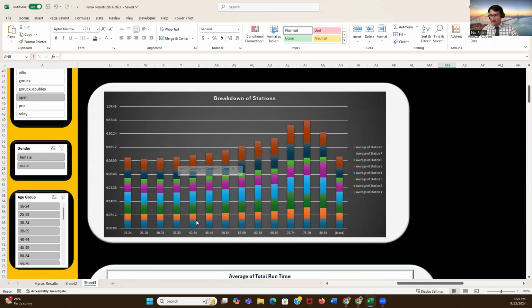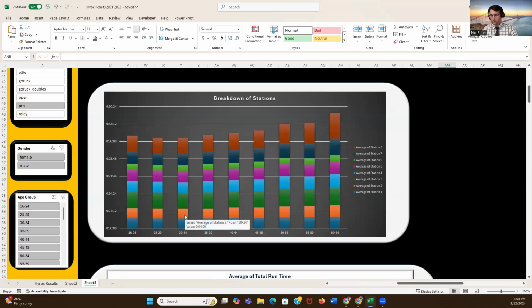We can see here that people take their time on average in open on the ski erg. No one's really rushing out there to kill themselves. If we look at pro, once again, no one's really killing themselves here. It's a steady, controlled pace. Over here, station two, sled, 4 minutes. So these are the places to get an average time for Hyrox in the pro division or the open division.